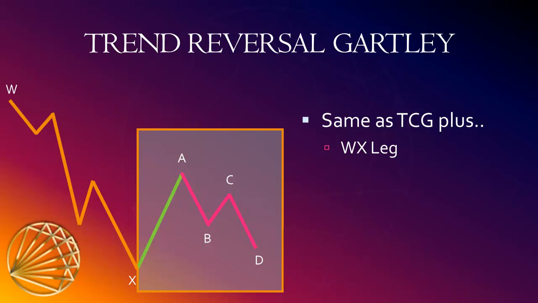In addition to the WX leg, we're looking for one other thing. Do you remember what it is? It is volume. And so what are the rules for volume? First, he mentioned that there be a decline in volume in the WX leg. Then we want to see an increase in volume on the XA leg. And then a decline in volume on the AD leg.